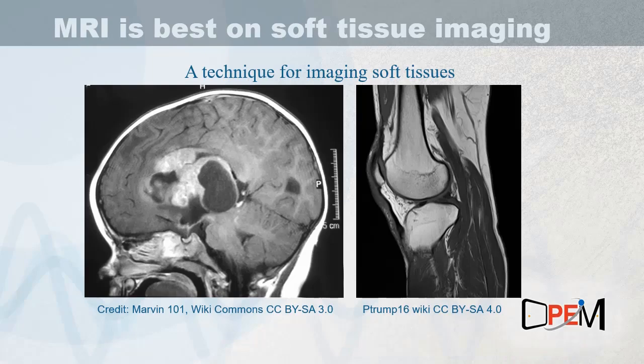So MRI is very good at soft tissue imaging. You can see here the brain tumor and the brain, and you have the fat layer under the skin here. And if a person has some joint pain, often an MRI is done to see the different types of soft tissue around the joint for better diagnosis.